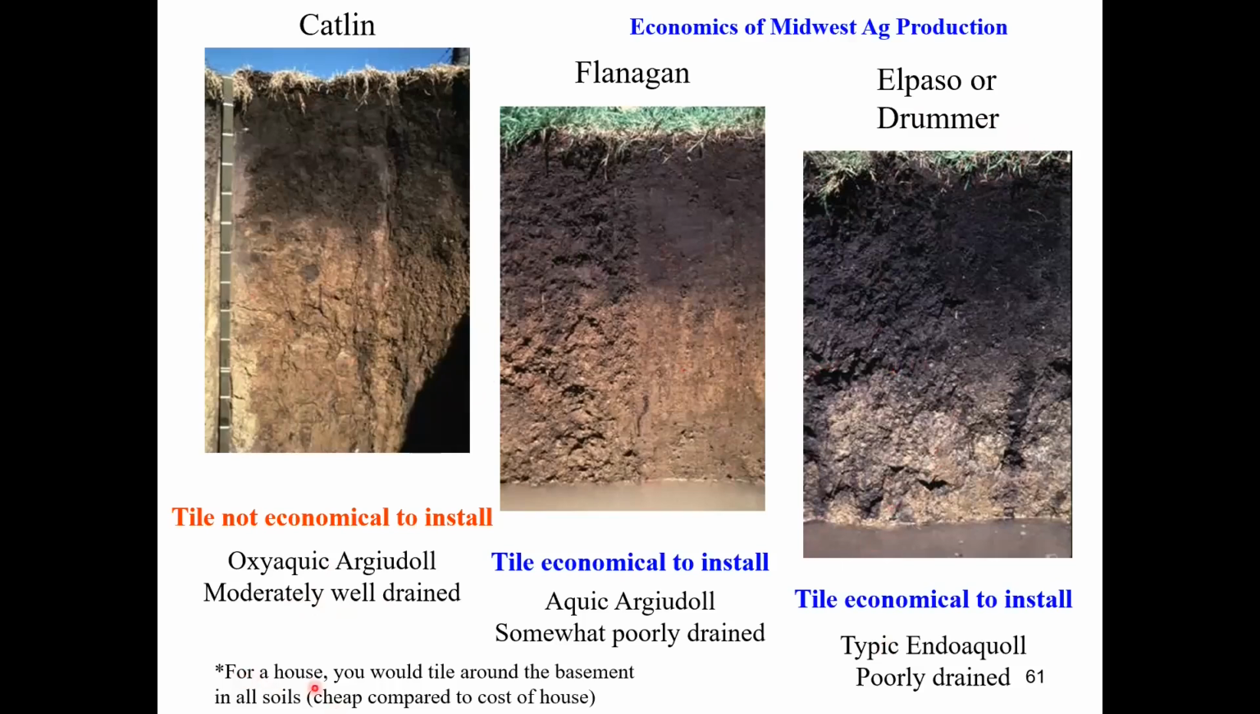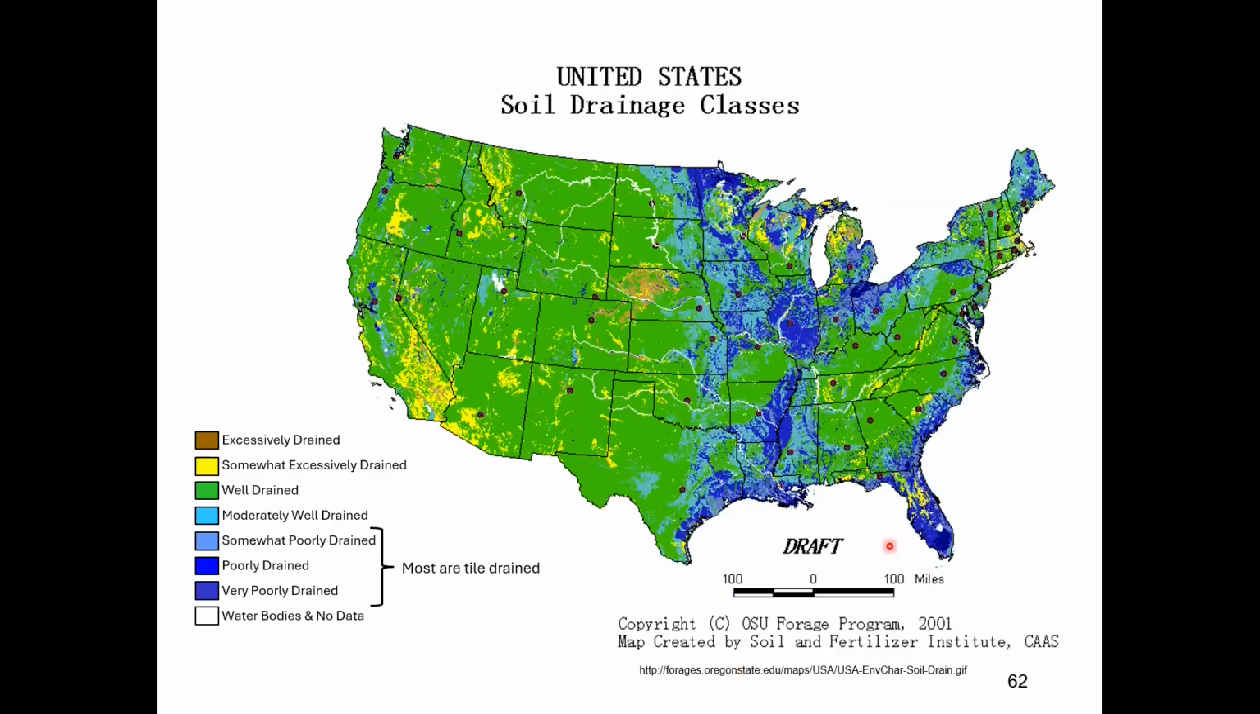Now, for urban uses, the tiling around the foundation is cheap compared to the value of the house. So we're going to tile around houses, even if they're in well-drained soils, because the water table still could be 3-4 feet from the surface.